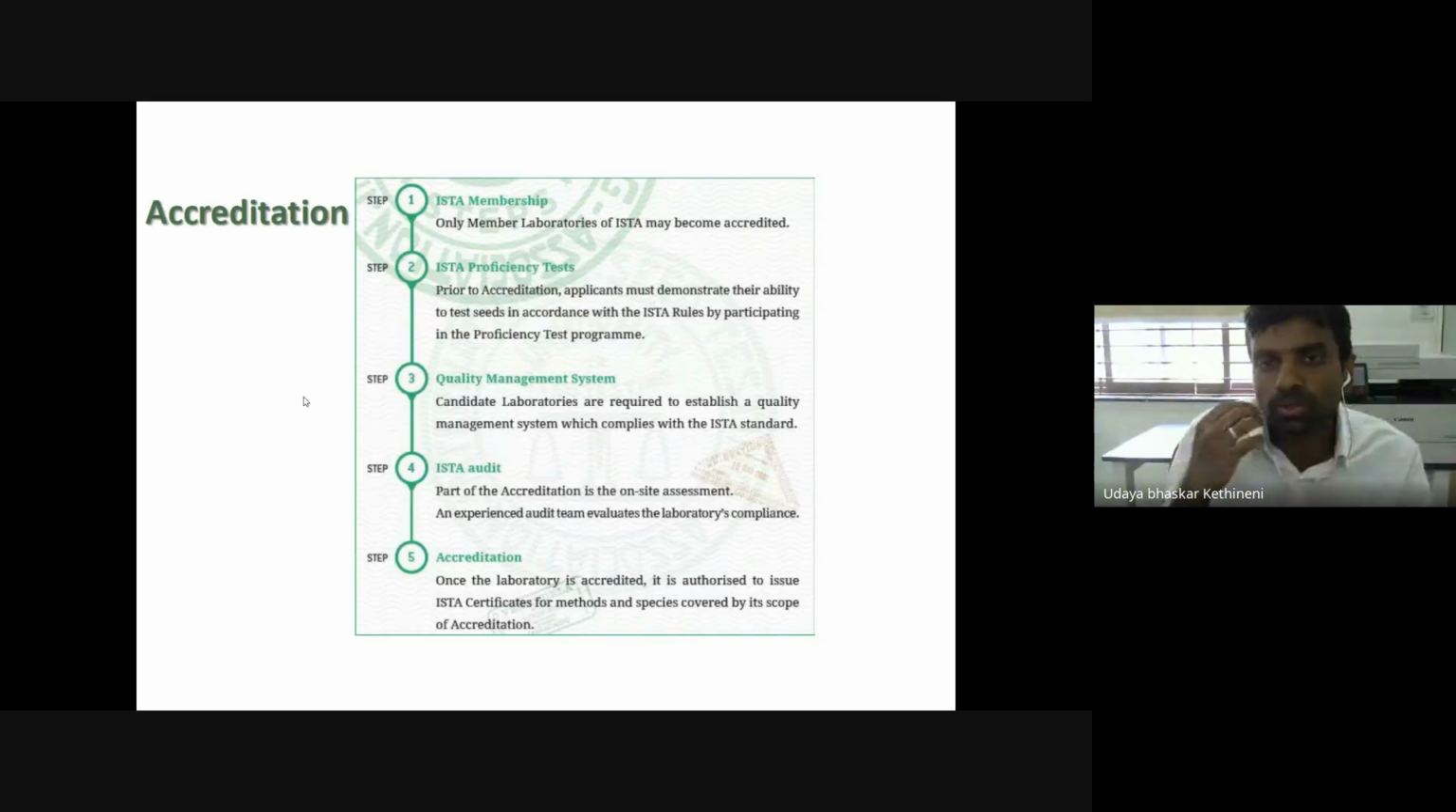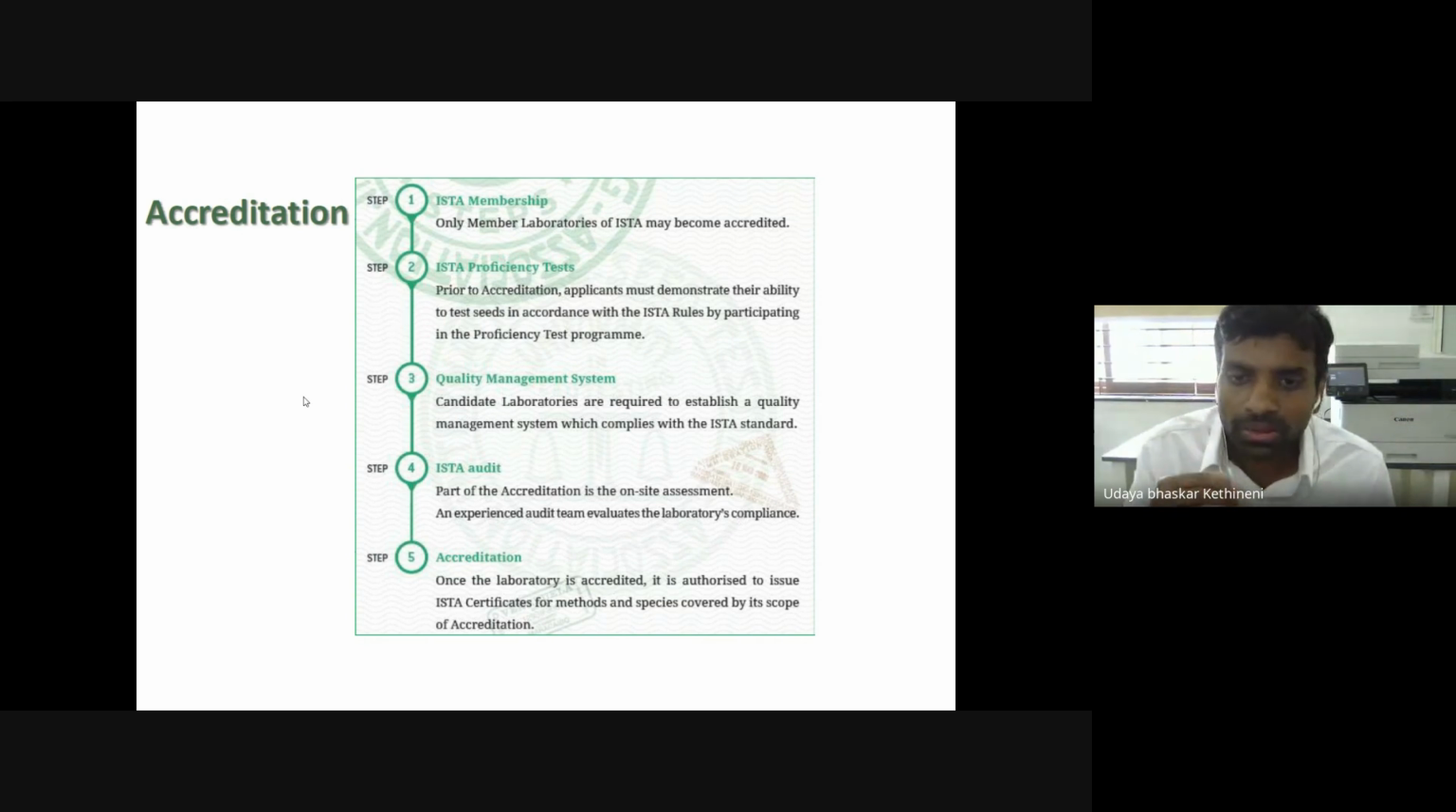Whereas becoming an ISTA accredited laboratory means that your laboratory is proficient enough to carry out a particular test as per ISTA rules. Then they will grant you accreditation. First, your laboratory should be proficient enough both in terms of technical expertise and in terms of the apparatus that is required to carry out that particular test.